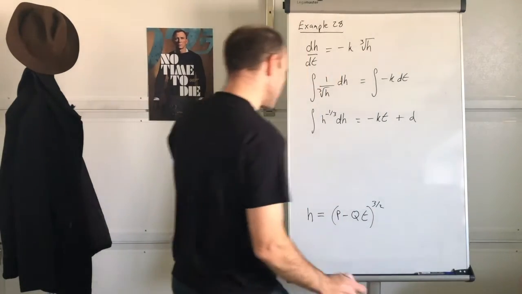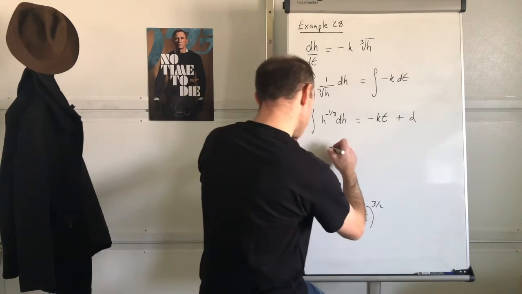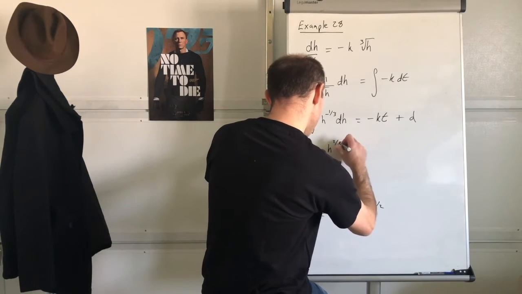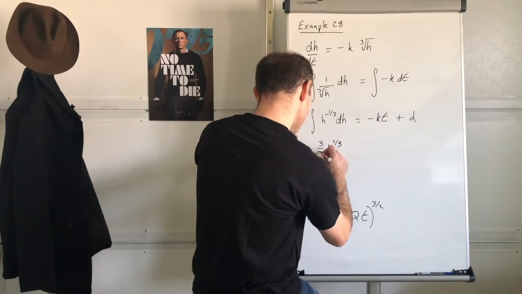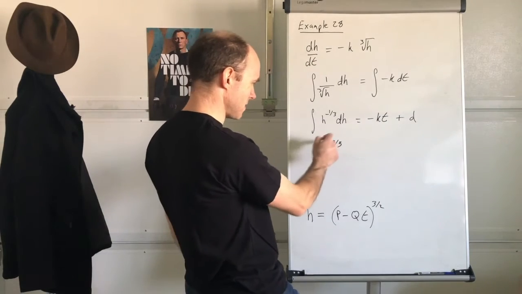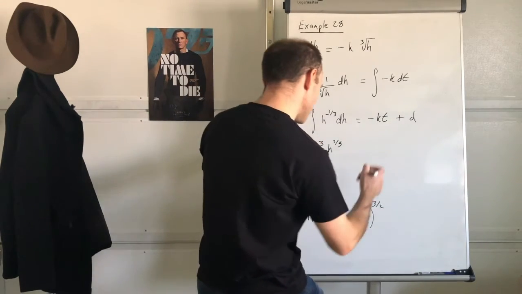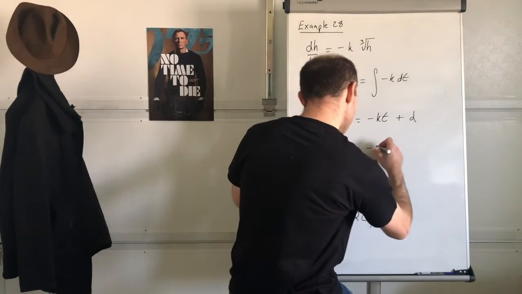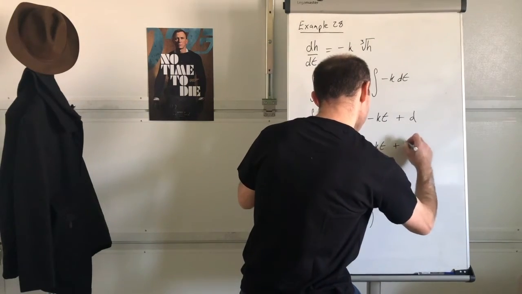Okay, so let's integrate this. H to the power of 2/3 multiplied by 3 over 2. Just check that: 2/3 times that, yes, H to the power of negative a third. And that's equal to negative kt plus d.